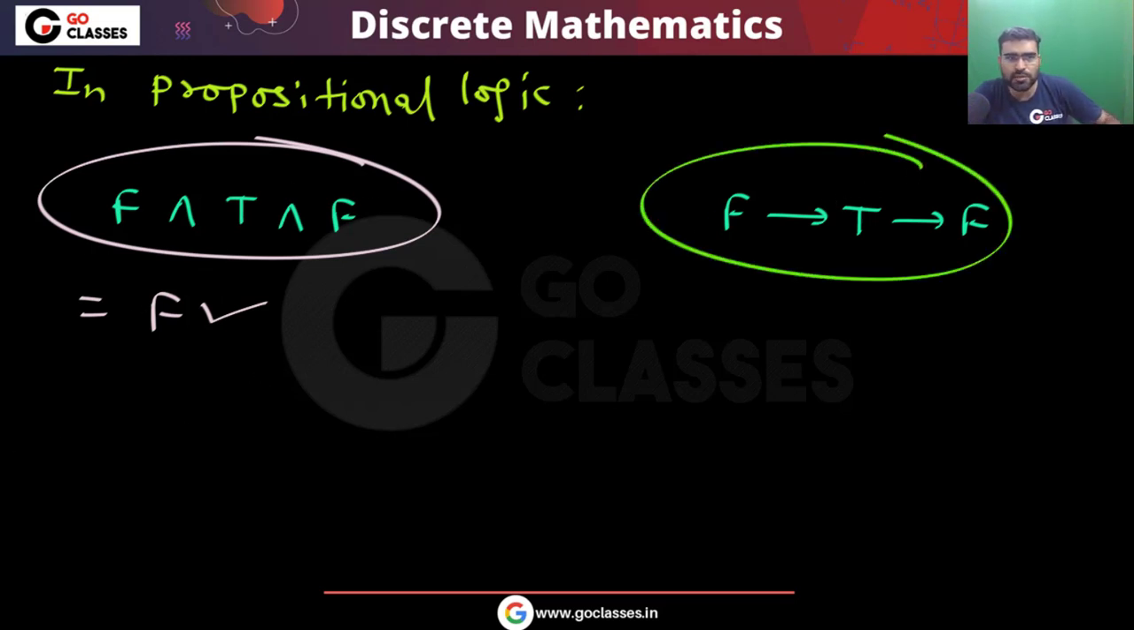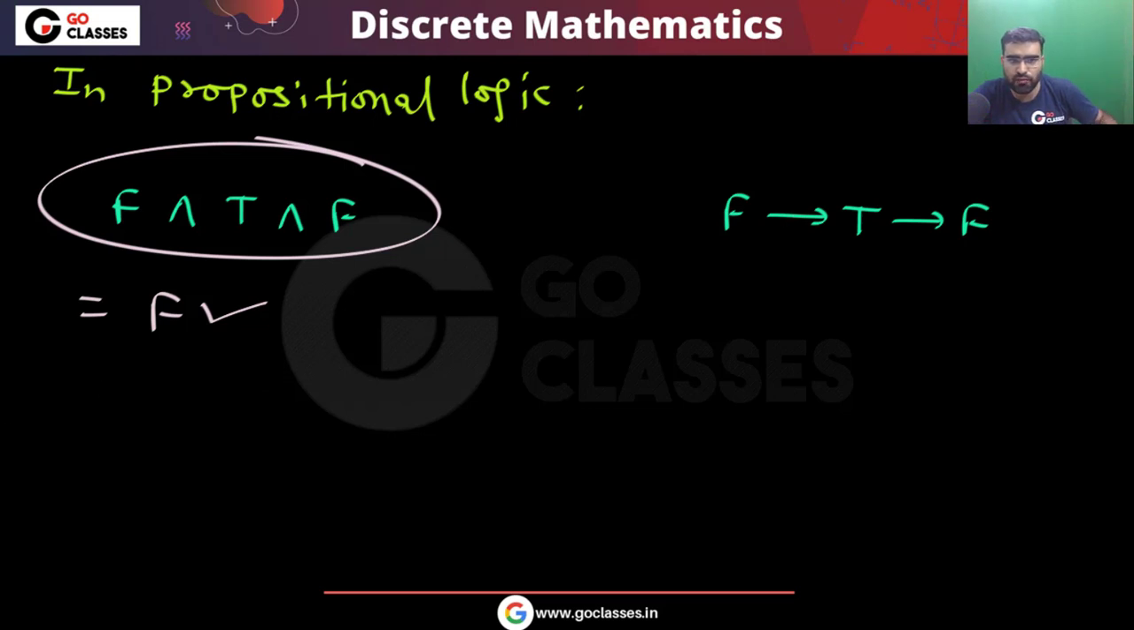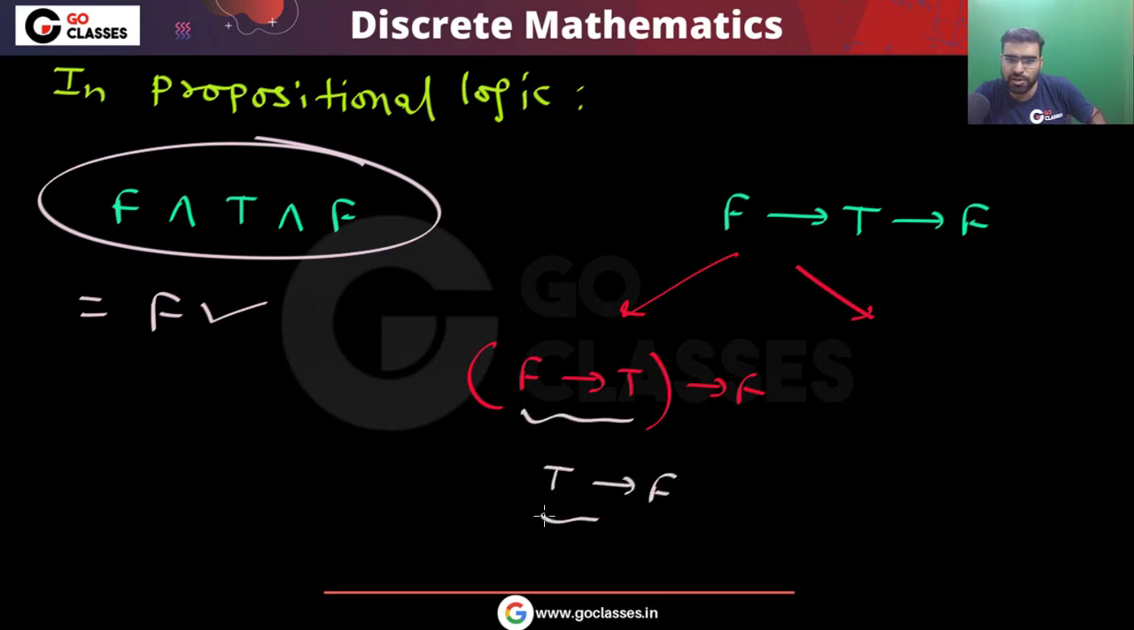Now look at this expression. In this expression there is ambiguity. What is that? If I evaluate like this, means if I evaluate this first implication first, then what will happen? False implies true, that is true. Ultimately it will be true implies false, that will be false. So the final value will be false.